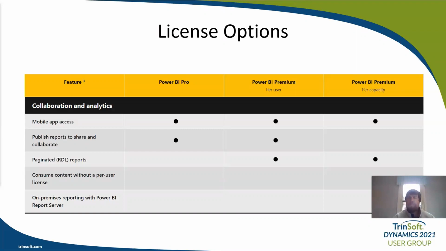With the premium user, we also have the ability to do RDL reports. And then with that per capacity license, I can consume content without a per user license. And I also have the ability to have an on-premise BI server. So in every license except the per capacity, everything's going to be hosted up on the cloud through Microsoft. But if you do go with the very highest level, which is the per capacity, then you can have a report server. I will point out too that in the per capacity, you do work directly with Microsoft there, and then it's more of an enterprise level, and they'll set that pricing for you.